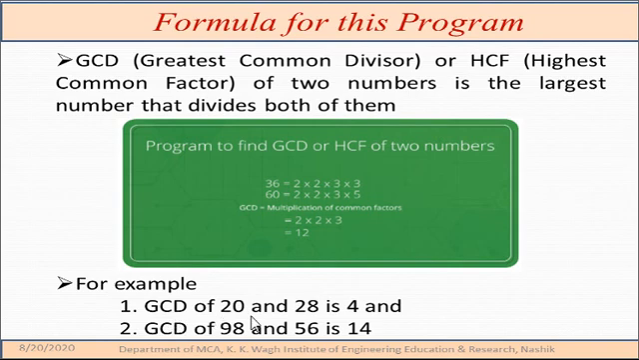Another example: we may take 20 and 28, then we get the GCD as 4, or for 98 and 56, we get the GCD as 14.